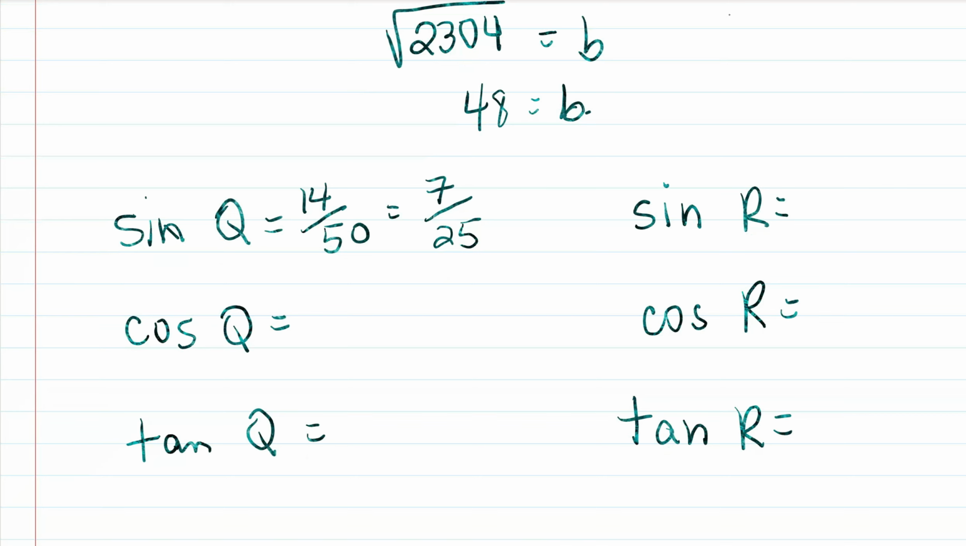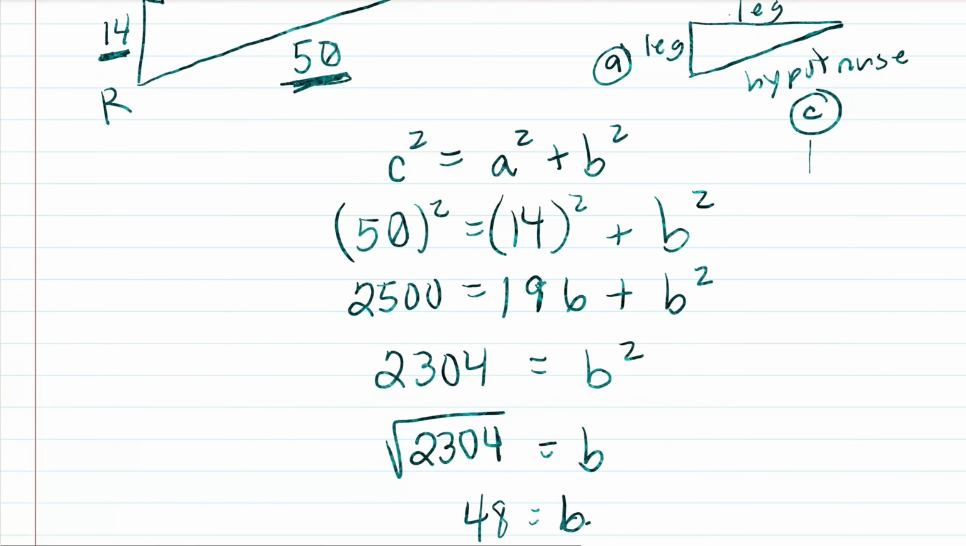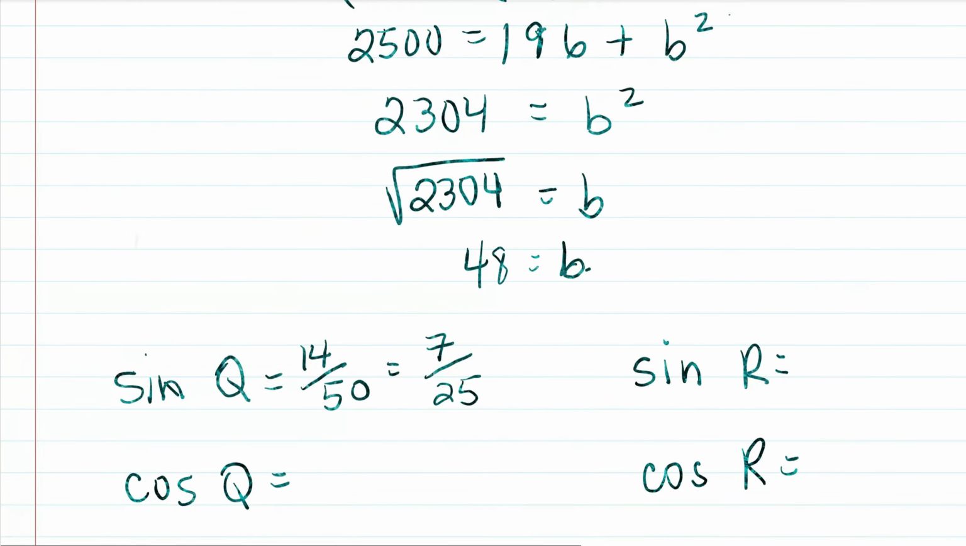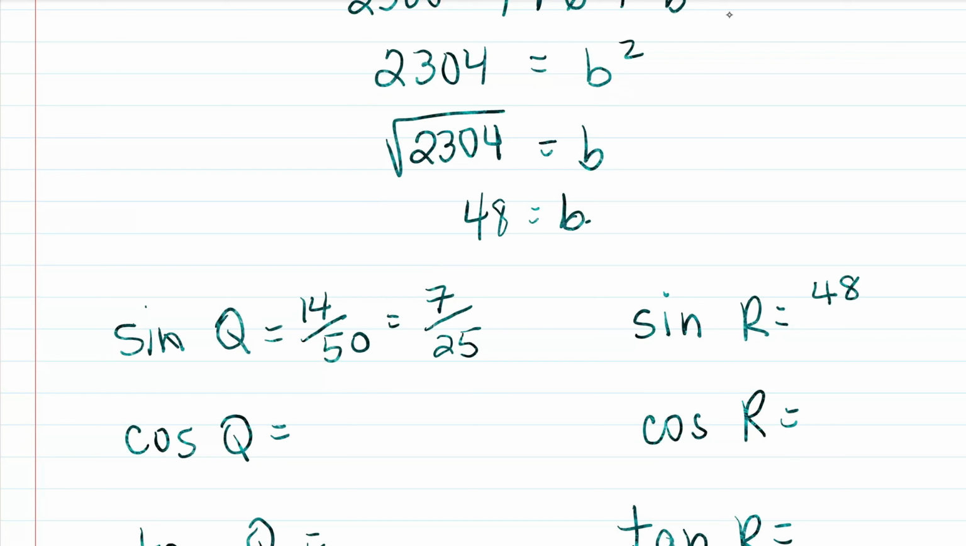The sine of R. Well, you're going to go to R and look at it from R's point of view, and sine is opposite. The opposite is side B, which is 48, over the hypotenuse. Sine is opposite over hypotenuse, so 48 over 50. And of course, you can reduce that, so that'll be 24 over 25.